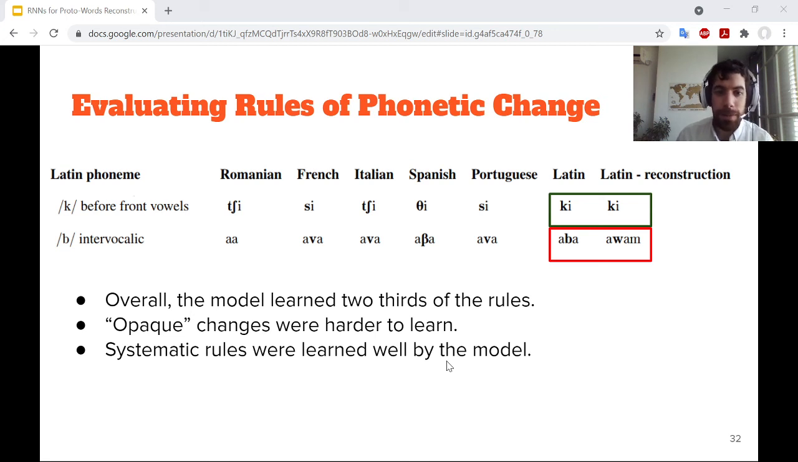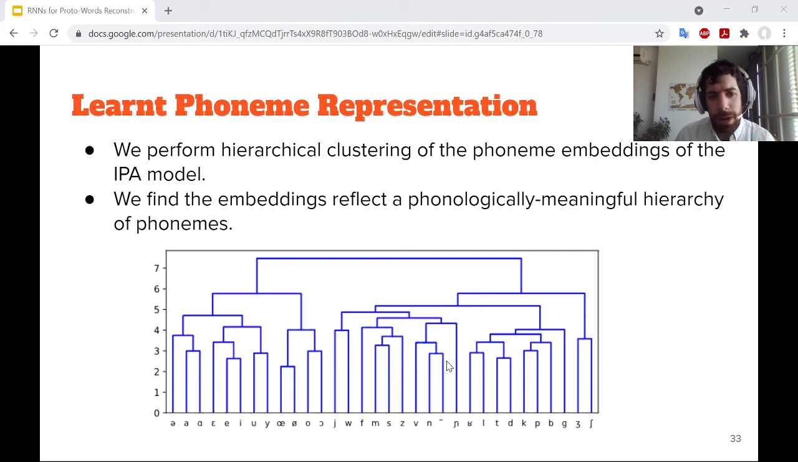In general, the model correctly reconstructed phonemes retained with little or no changes in all languages, or that change in a predictable way in each one of the daughter languages. In contrast, the changes that were less regular and more influenced by the phonological environment were opaque and harder to learn. Another question that we tested is whether the training on the task of proto-word reconstruction implicitly encouraged the model to acquire phonologically meaningful representations.